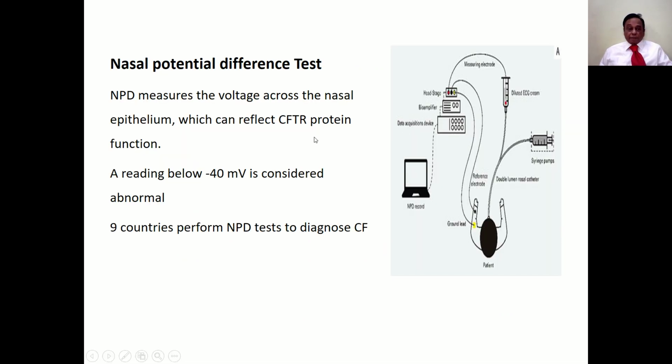I have not even done this so far. This is the nasal potential difference, sometimes called NPD. It is done in some parts of Western Europe. Most Western European countries where the prevalence of cystic fibrosis is very common are doing the NPD test, and a reading below 40 is considered abnormal. Actually, when I went through the literature, there are 9 countries in the world doing NPD in adolescents to make a diagnosis of cystic fibrosis.